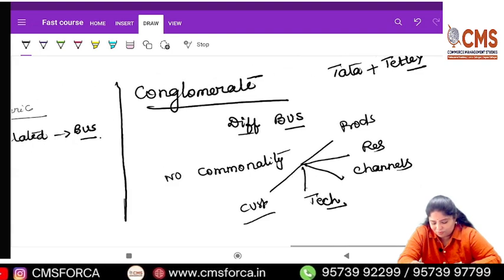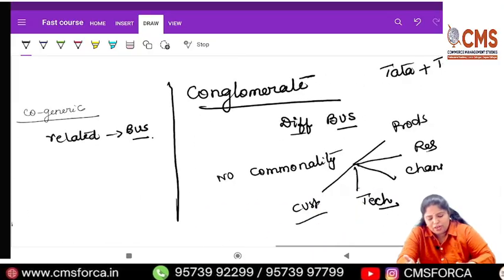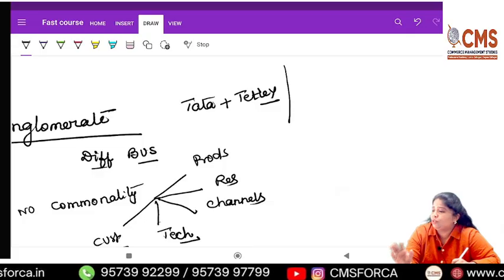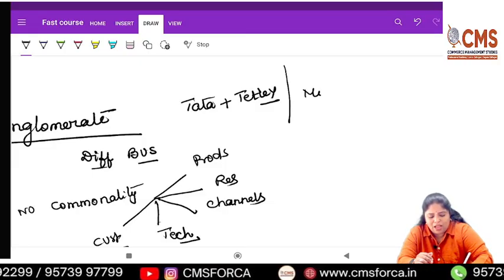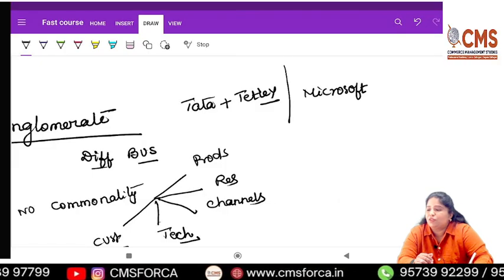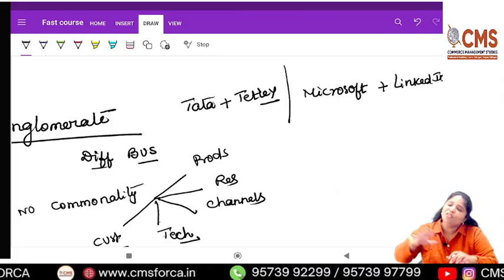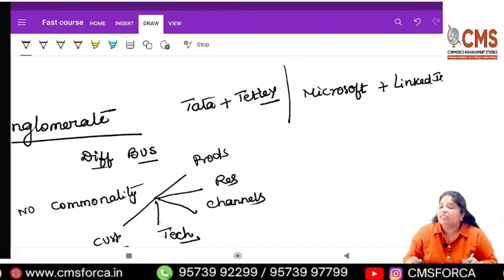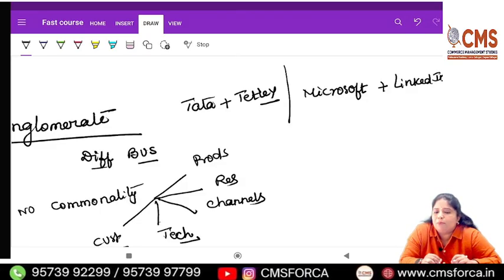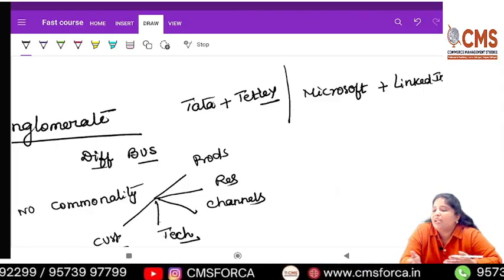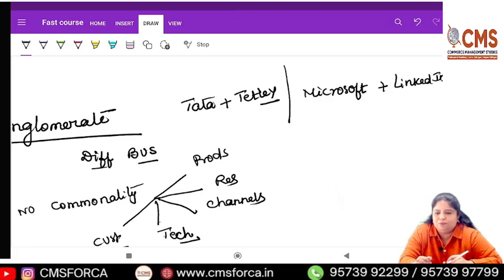And yesterday I gave a couple more examples. Now, one more example for conglomerate merger, which you can remember easily and quote in your exam. We all have seen Microsoft merging with LinkedIn, right? Microsoft is completely into the software sector and LinkedIn is a social media platform. There is not much commonality between them. Such mergers that happen when there is no commonality, we call a conglomerate merger.